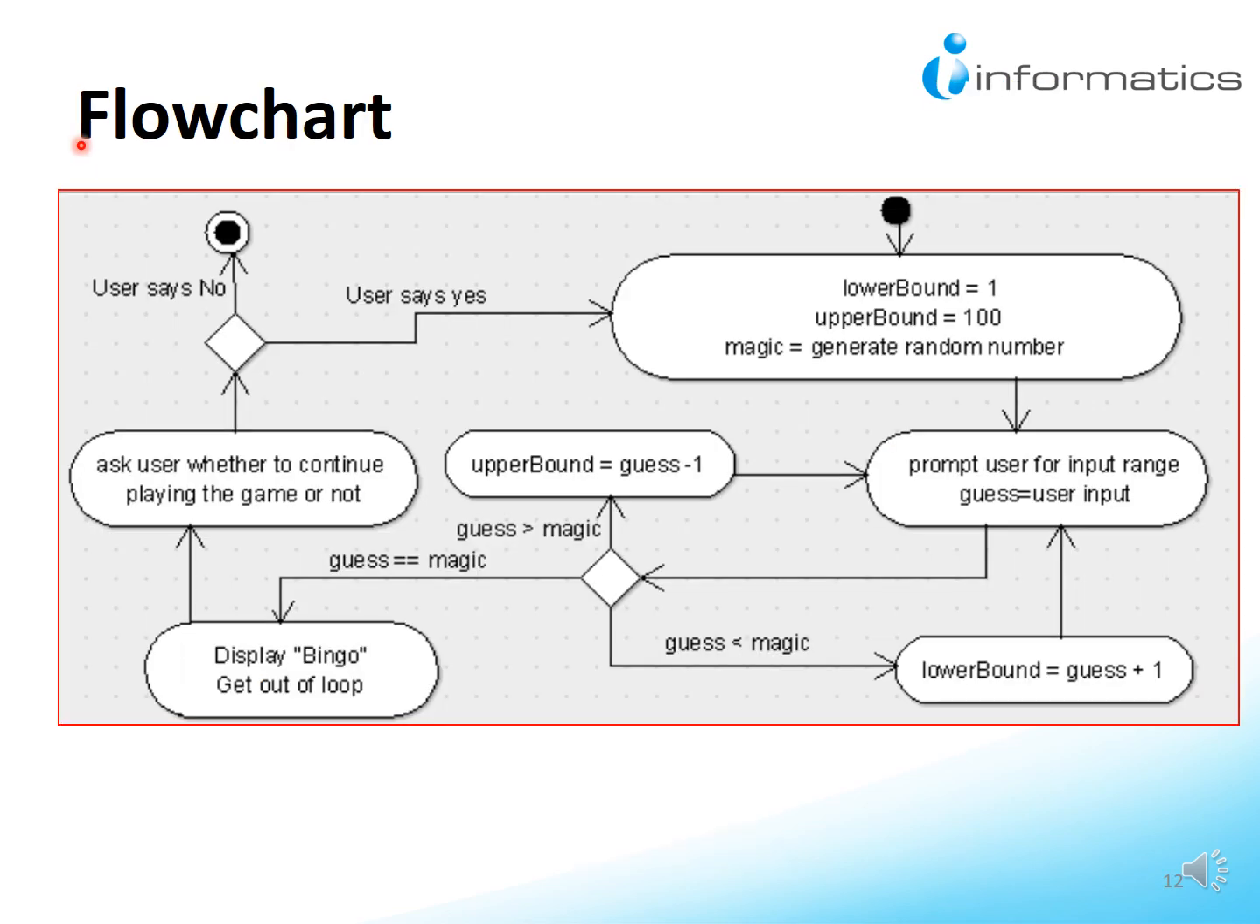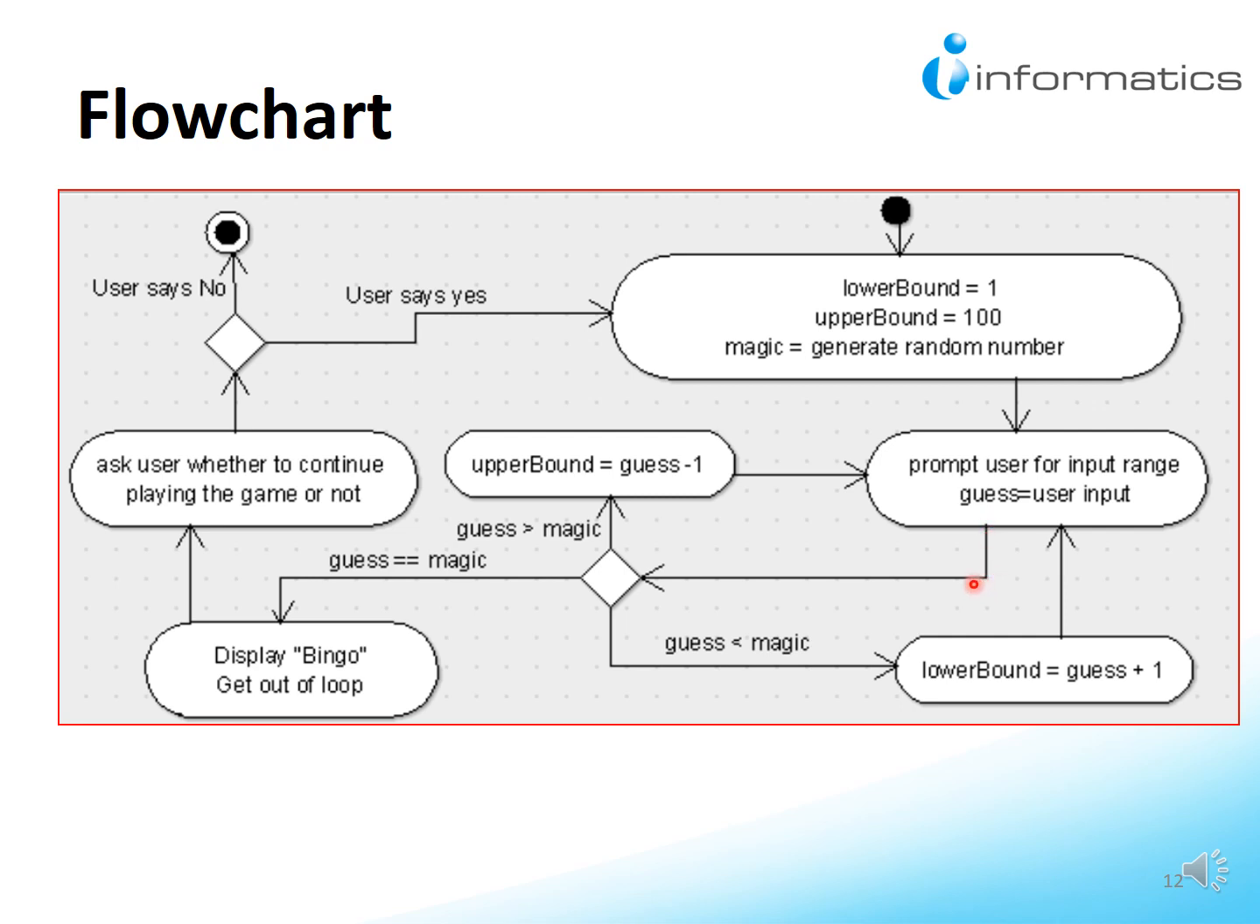Another powerful program design tool is flowchart. In flowchart, we start from the initial node to the ending node. So here, the program starts from this action node and initializes some variables, lower bound, upper bound, and magic number. After that, the flow goes to here, another action, which prompts the user for the input range, for example, from 1 to 100, and gets the user input.